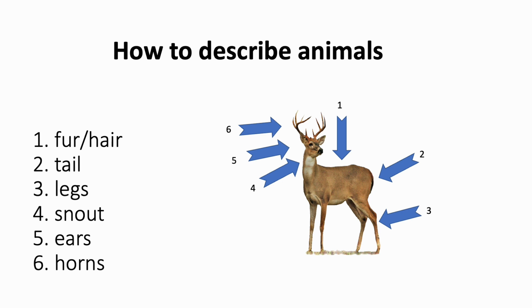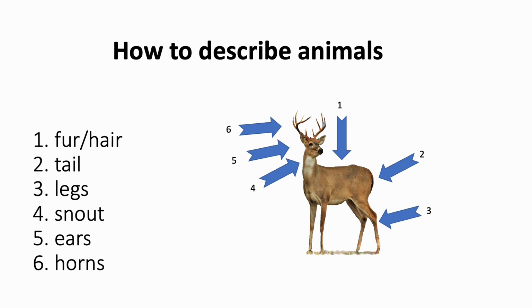You want to figure out a sequence of these body parts, because you want to make sure you hit every body part. And if you're learning the language yourself, then this will help you memorize the body parts. So number one, we're going to start with the fur or the hair. Obviously not every animal or insect or reptile is going to have fur or hair, but those that do, this is the sequence you're going to use.